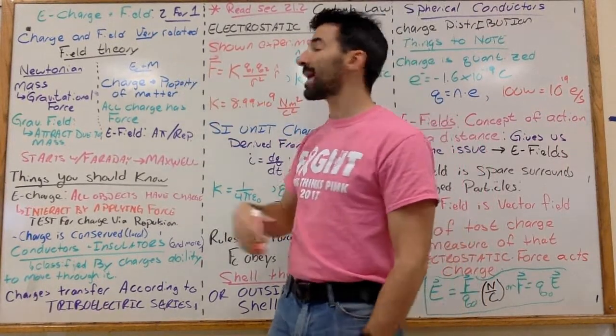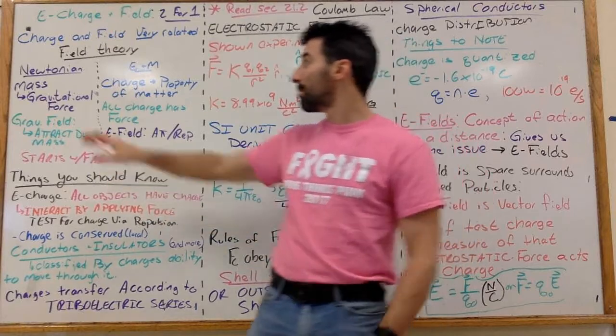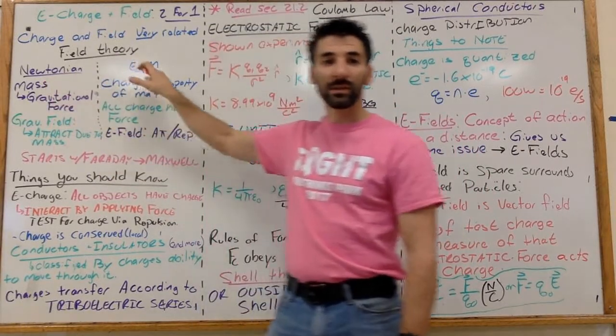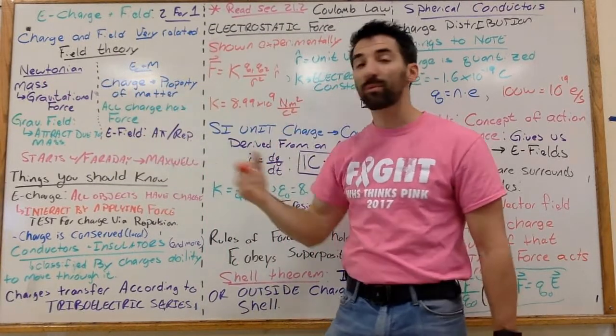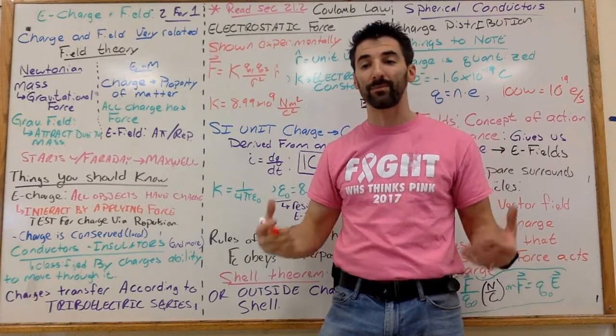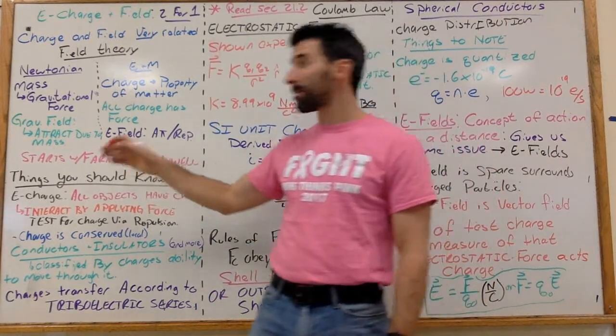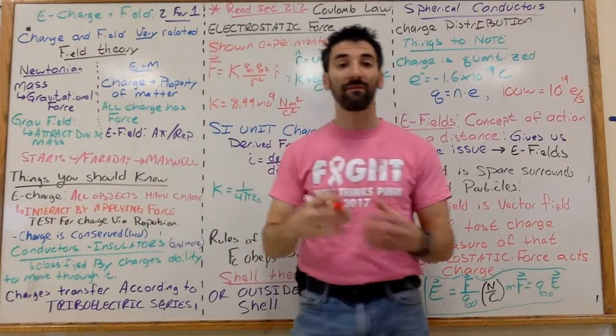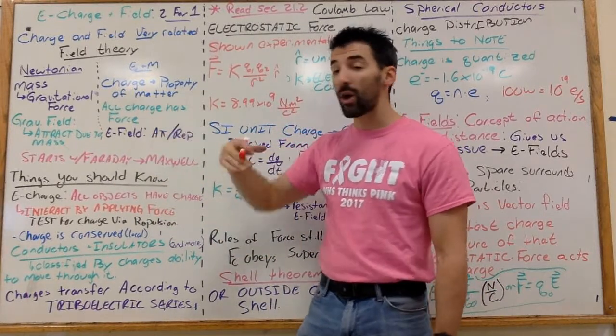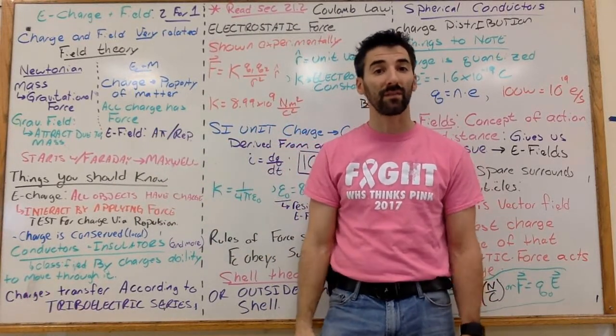Well, electricity and magnetism have similar things. Mass is a property of matter. Well, so is charge. Charge is some property of matter. In other words, every object, all matter is made up of different charges. Just like mass, all masses have some gravitational force with it. All charges also have a force that we call the electrostatic force.